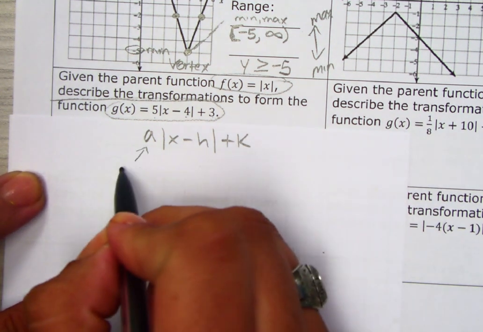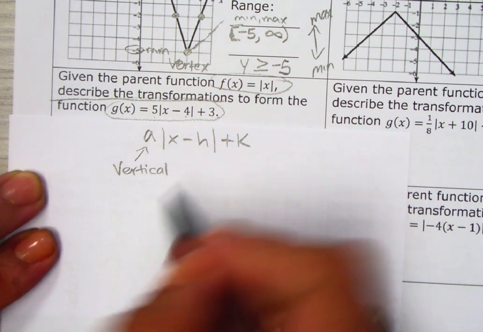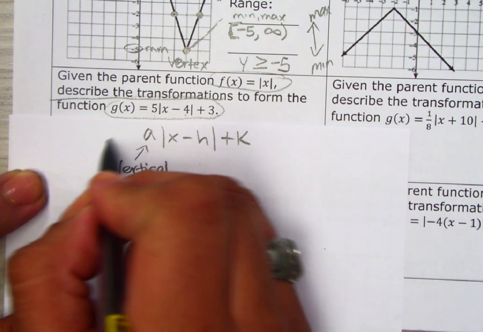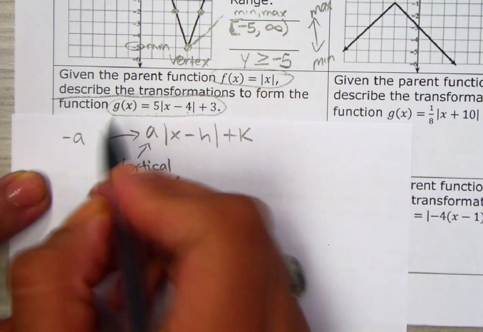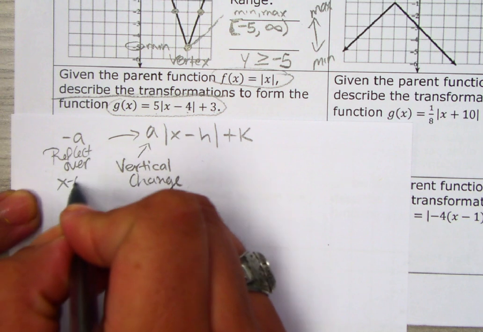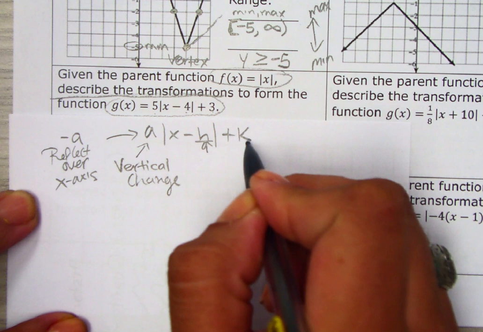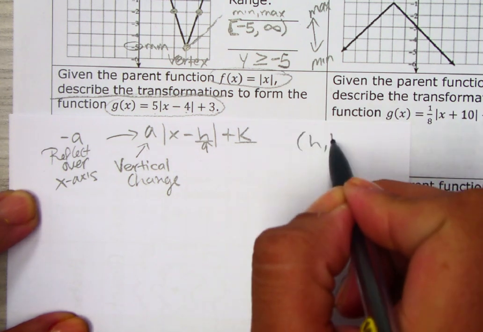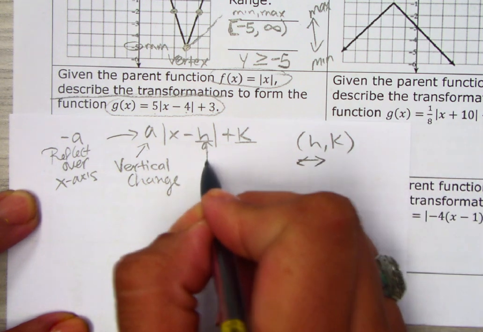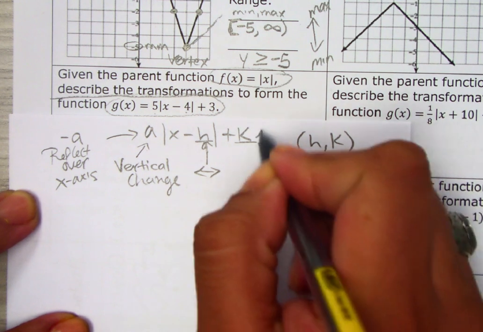A technically describes a vertical change, whether it is vertically stretched or compressed. And then it also tells you if it reflected over the x-axis. So if you have a negative a value, that negative represents a reflection over the x-axis. And then the h and k values, we talked about these being the vertex, these two letters. So h being the x value represents how it shifts left and right. And then the k is the y value, so that represents how it shifts up and down.